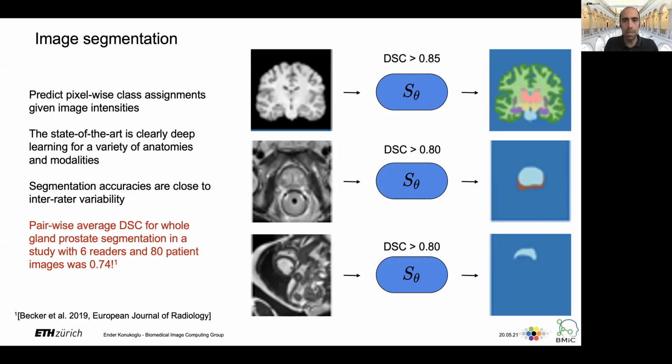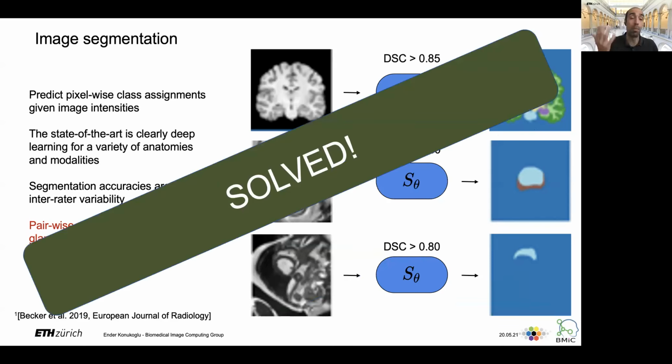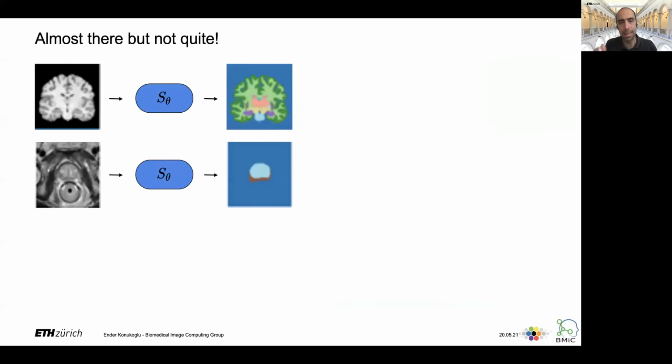Now, looking at these numbers, I think we can all say that, okay, this is a solved problem, so I don't really have to talk much about it. And I wish this was the case, but it's not quite there. Actually, if I train an algorithm on a certain set of images, and by the algorithm, I will always represent it with this box called S theta, which stands for segmentation, and theta are simply the tunable parameters of the algorithm, so the knobs of the algorithm.